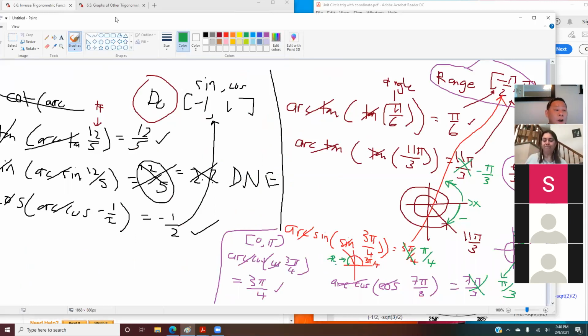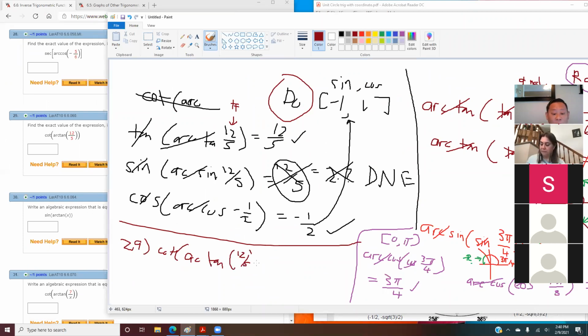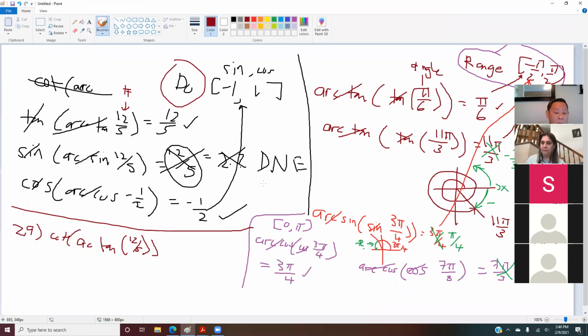But for question 29, unfortunately, they are not the same, because in question 29 you have the cotangent and you have the arctangent. So if you don't have the same, then you cannot cancel like what we did here. So you do a triangle. Remember your SOHCAHTOA? So we will use SOHCAHTOA.